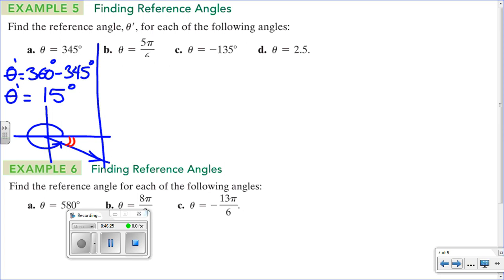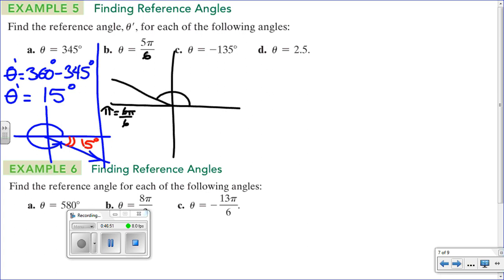And then here, this reference angle is 15. Okay, next problem. We have 5 pi over 6. Is that going to be before or after pi? Before pi. And if we know that pi is equal to 6 pi over 6, we're almost there. We're short by pi over 6. Very good.